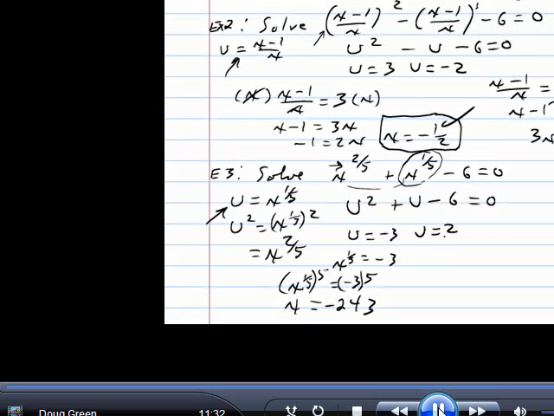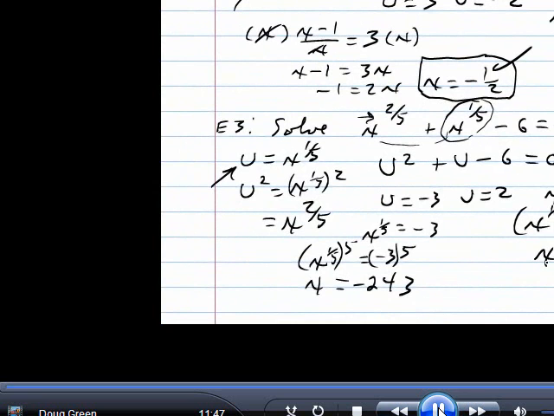Now for our second answer, we've got u equals 2. Again, u is x to the 1/5, so this is x to the 1/5 is 2. Raise both sides to the 5th power. And we get x equals 32, not 22. X equals 32. And now you'd have to check those to make sure that they work.